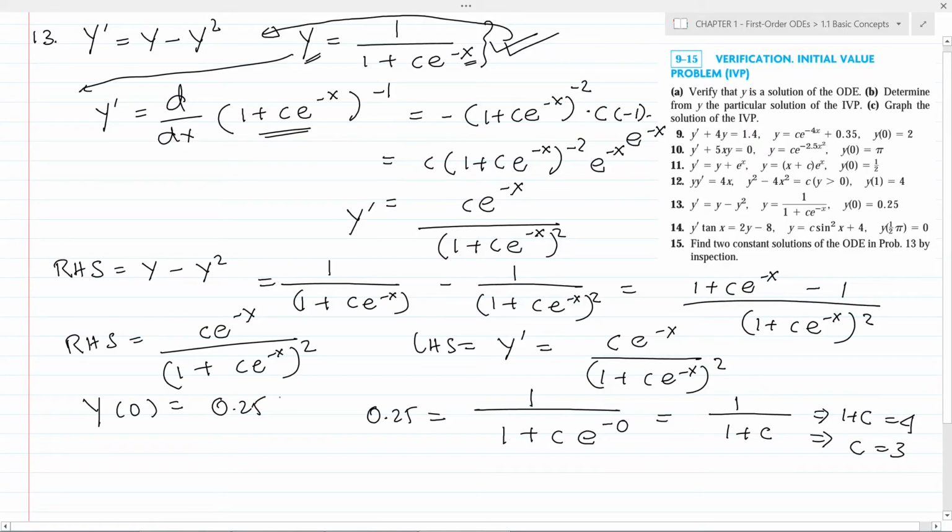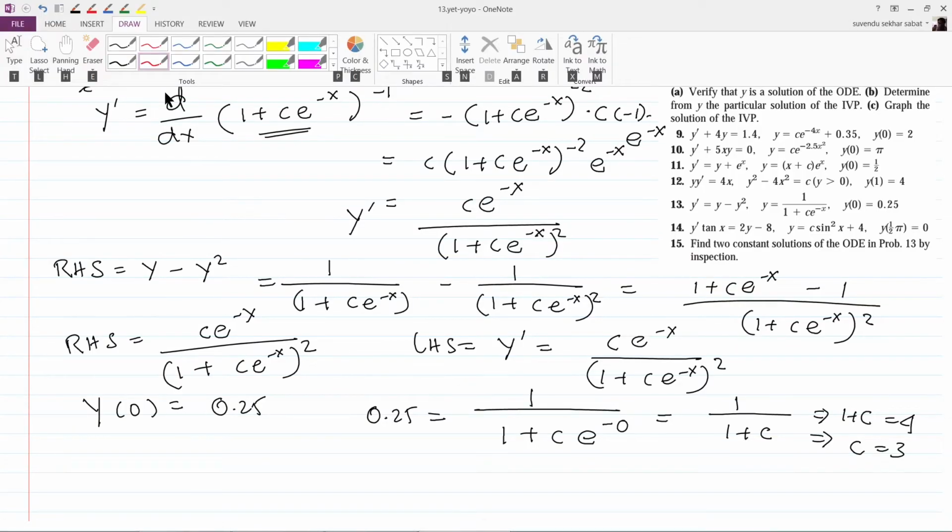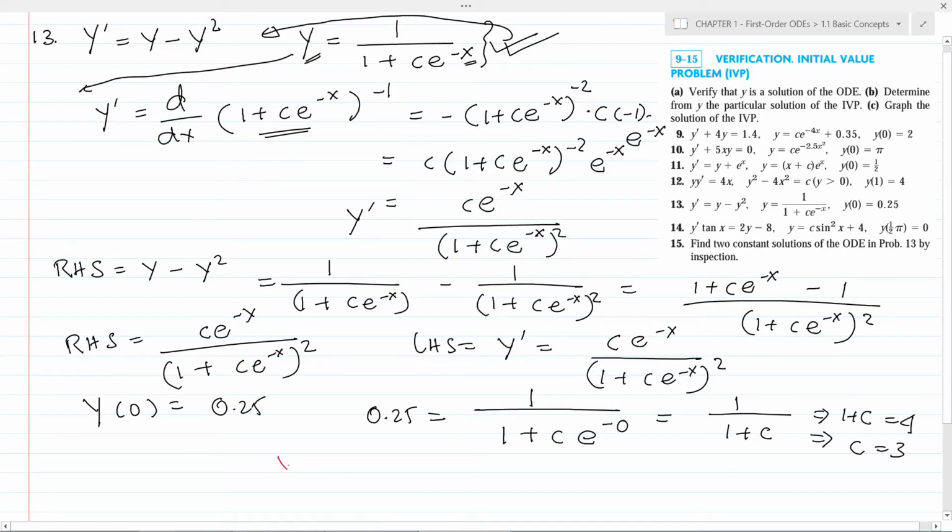Now we put this in the general solution and we get y equal to 1 divided by 1 plus 3 e to the power minus x, which is the particular solution of the differential equation. Now we will plot the graph of this particular solution.